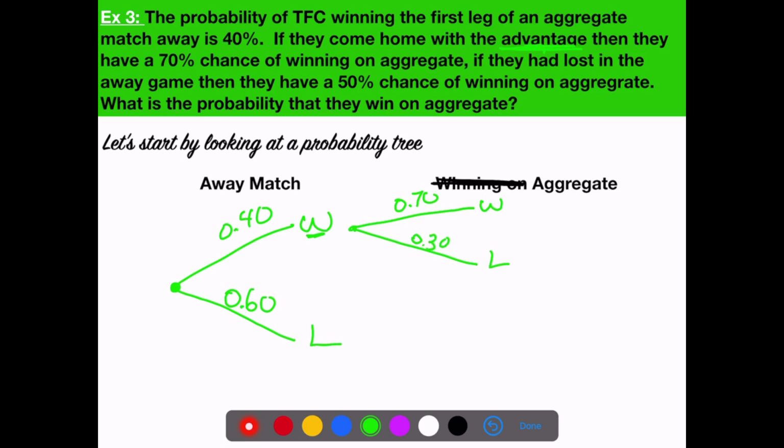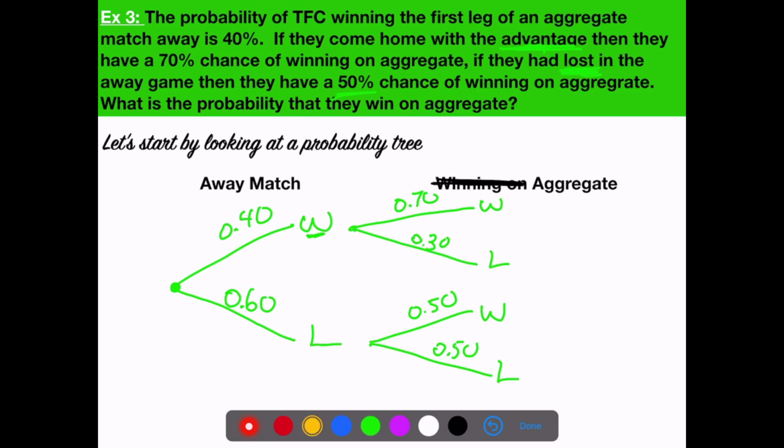Okay. If they lost, they still play the second game. They're still going to try and win on aggregate. That could still happen, but they could also lose on aggregate. So what's the probability they win on aggregate after they lose? So if they had lost, they only have a 50% chance. So this is going to be 50. This piece down here also has to be 50 then to total to 100.